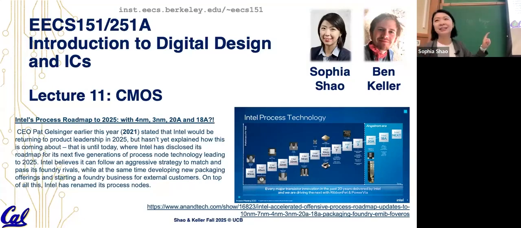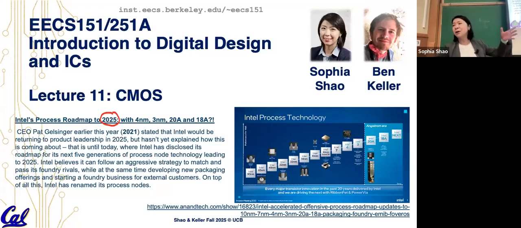This is actually the exact slide I used in fall 2021, also in 151. This is when Intel first announced their roadmap to more advanced manufacturing, and back then they were targeting 2025. So this is exactly four years later. It'll be interesting to review what they projected and where things are.